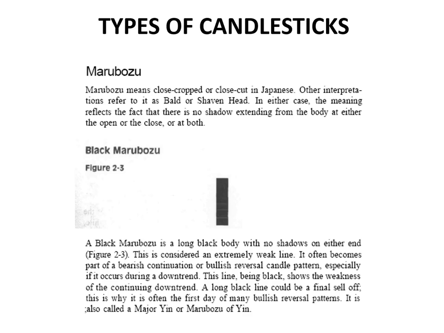So the second type is the black Marubozu, which means prices open at one end and after that kept going down until the closure of the market. So there is a simple black body, open at one end and close at the other end, which is a downtrend. A black Marubozu is a long black body with no shadows on either end. This is considered an extremely weak line. It often becomes part of a bearish continuation or bullish reversal candle pattern. So where it appears, based on that the pattern is said.